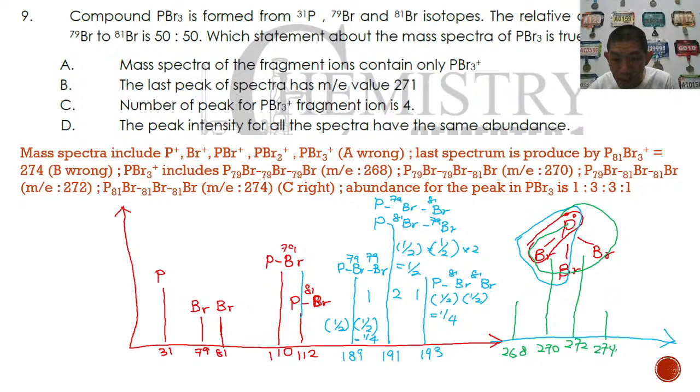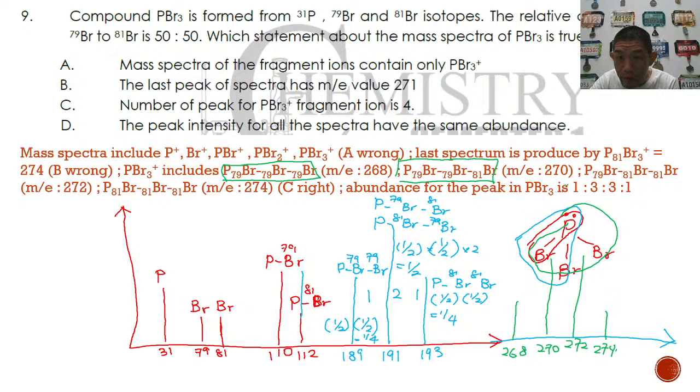Okay, so what makes 268? 268, as I mentioned in here, is made of P 79 Br, 79 Br, 79 Br. And then 270 is made of 3 possible ways: 79 Br, 79 Br, 81 Br; another possible is 81, 79, 79; and then another one is 79, 81, 79. So there are 3 possible orientations.